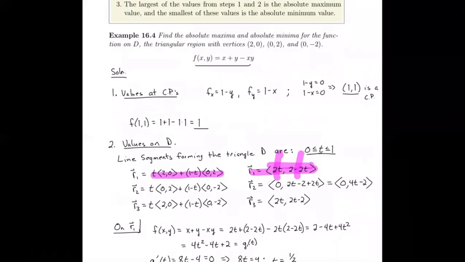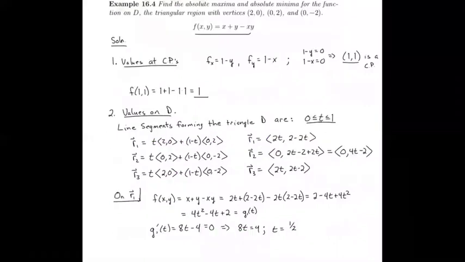We'll see the utility of writing this as a parameterized line segment shortly. Now, on R1, we need to find the maximum value of f on the line segment R1. So f of x, y is the function we started with from above, and we can plug in for the line segment R1: our x component is 2t, and our y component is 2 minus 2t. So everywhere there's an x, we'll put 2t. Everywhere there's a y, we'll put 2 minus 2t.